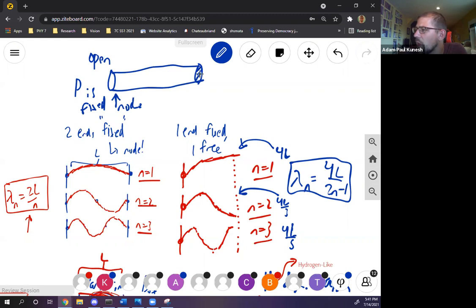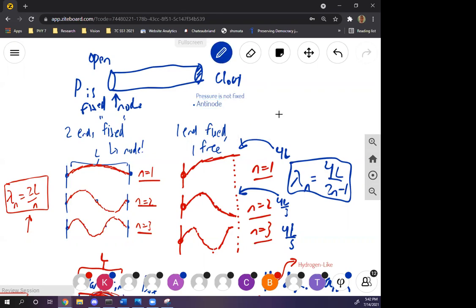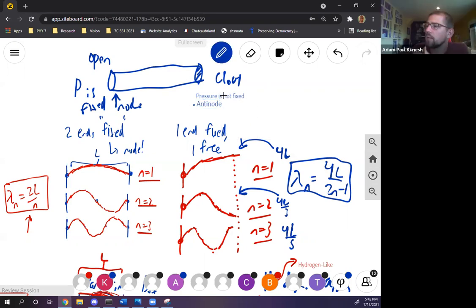If I have a side that is closed to the atmosphere, then pressure is not fixed. And so for my standing wave, I'll have an antinode on the closed side. So the closed end would be like a free end, right? That's right. A closed end is like a free end in terms of pressure. Thanks for the question.